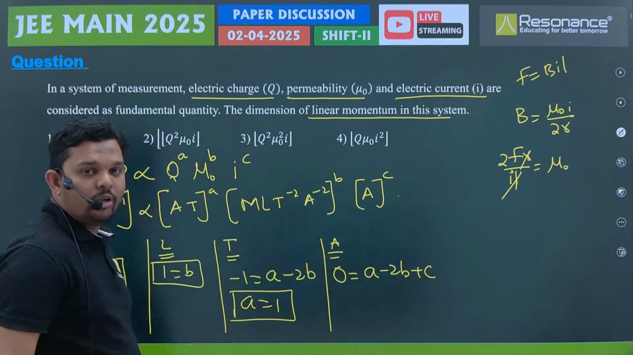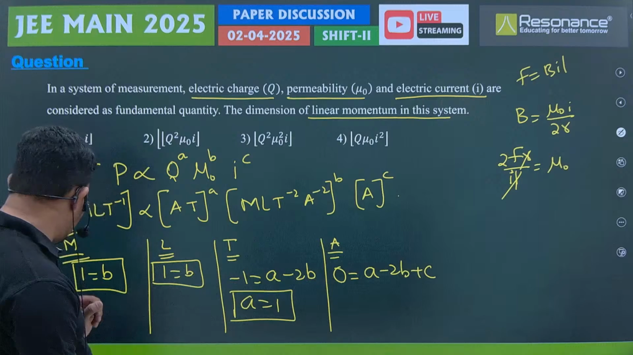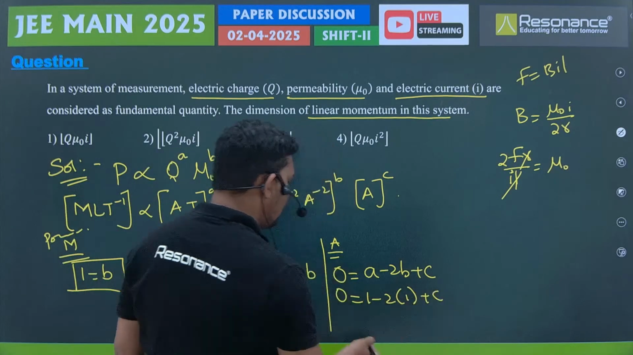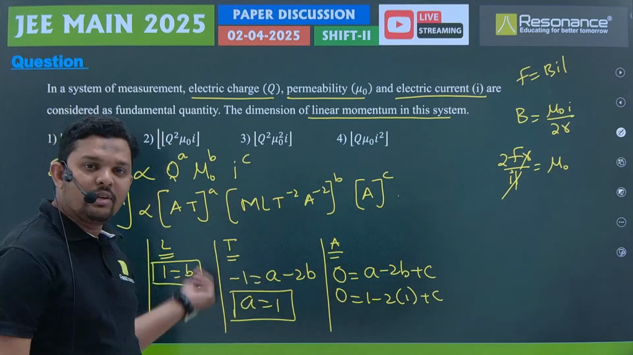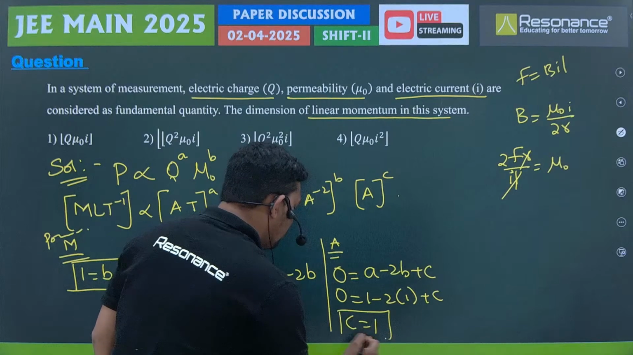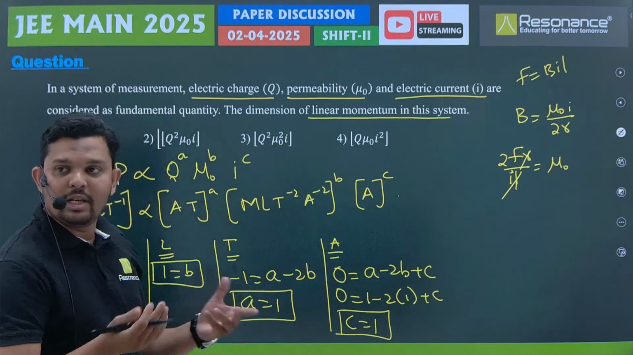And already we found out the values of A as well as B. So 0 equals 1 minus 2 into 1 plus C. So 1 minus 2 is minus 1; if I send it here, it is going to be plus 1. Therefore C equals how much? 1. So A equals 1, B equals 1 and C equals 1.